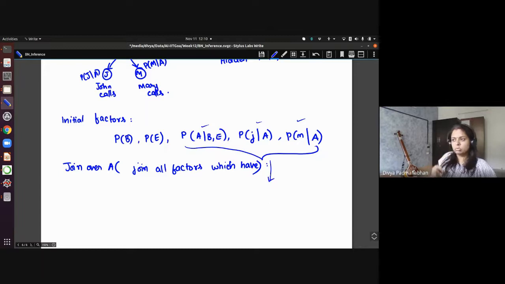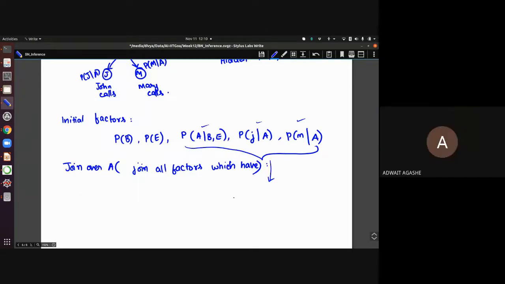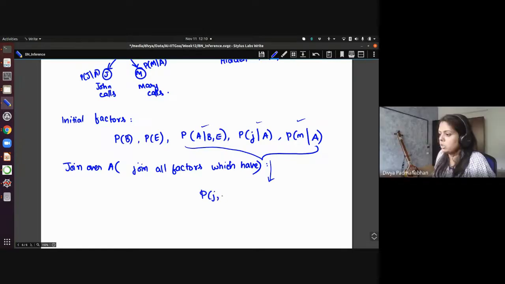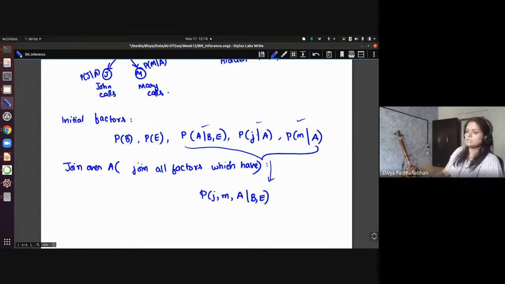So what will it give you? What's the result of a join operation? P of J, M, A given B, E. Right? So basically, A comes up on both sides of the bar, so it's a conditioning variable as well as an unconditioned variable. So what you do is you just put it on the left-hand side. B and E always come on this side of the bar, so you always have them here. And J, M always come on one side only, so that also comes here.